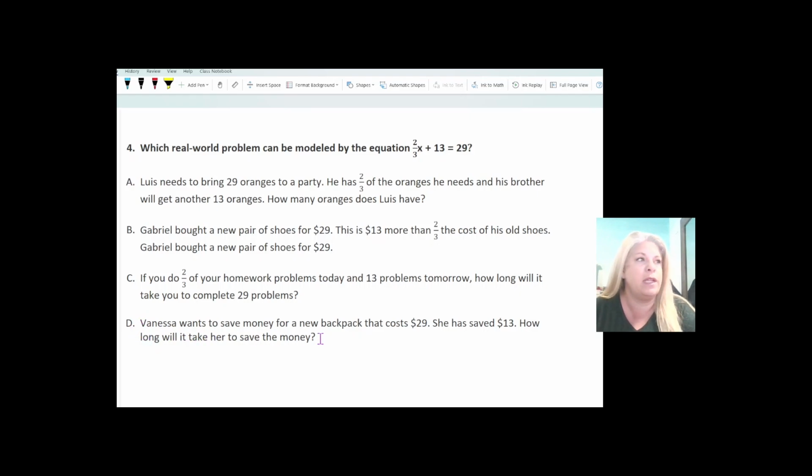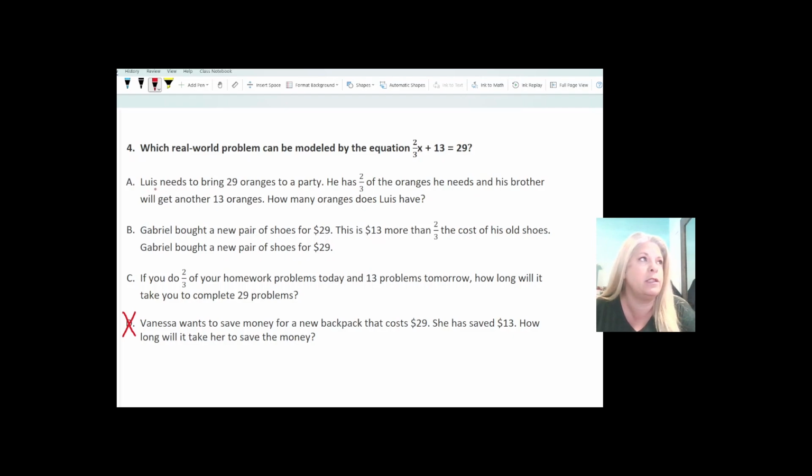So Vanessa wants to save money for a new backpack that costs $29. She has saved $13. How long will it take her to save the money? There's no mention of the 2/3, so there's no way that it could match 2/3 x plus something else equals 29. So again, use your test-taking strategies and eliminate answers when you have tricky problems like this that don't make sense. There's usually at least one, sometimes two answer choices that you can get rid of right away, okay? Then we're left with 3 to look at.